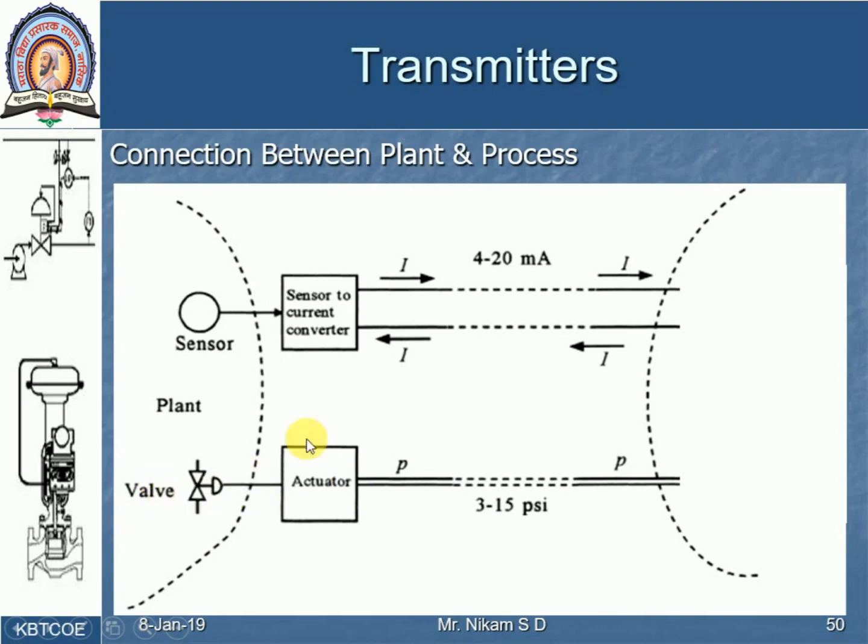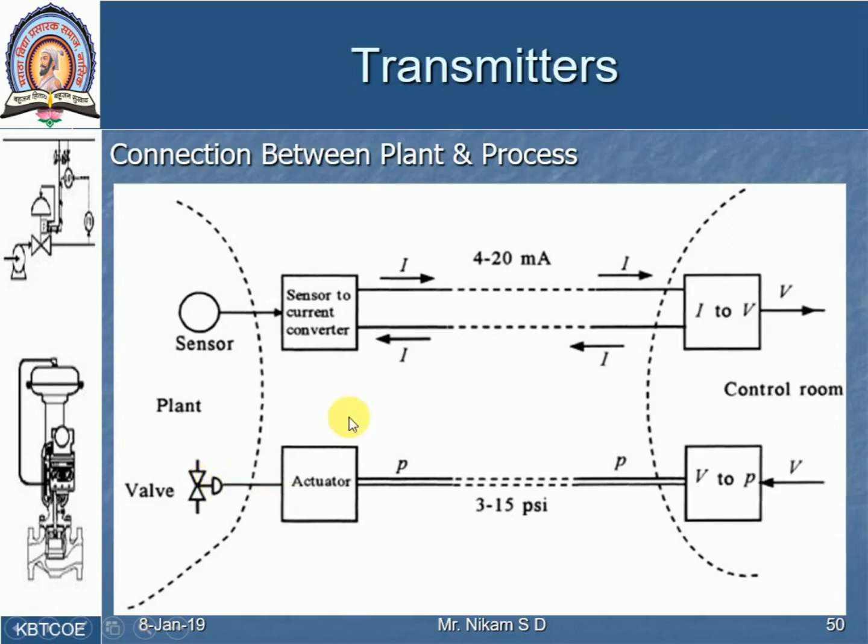But nowadays, when we go for the electrical signal, a 4 to 20 milliamp signal is given. Here in the field, we are having which converter? I to P converter. The I to P converter will be there. The electrical signal gets converted into pneumatic form, 3 to 15 psi, and that 3 to 15 psi signal is going to operate the actuator so that the control valve gets operated.